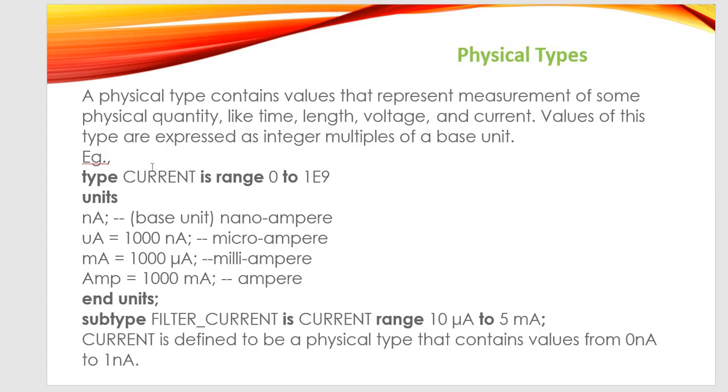As far as physical type is considered, whenever any value represents a measurement of some physical quantity like time, length, voltage, current, we can use this. For example, here for current it is used in the range 0 to 1e9, with nanoampere, microampere, milliampere. So some definitions we can have and we can use it in this fashion. Here also we can use subtype. Subtype is applicable to all.